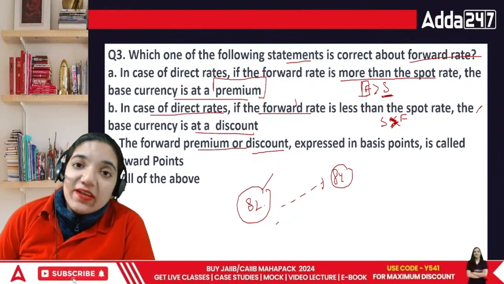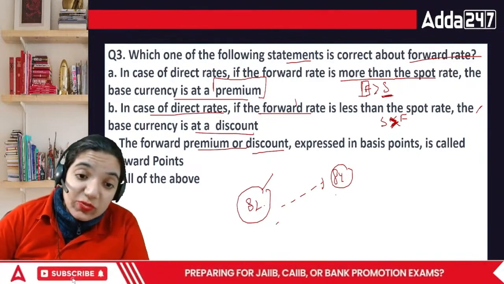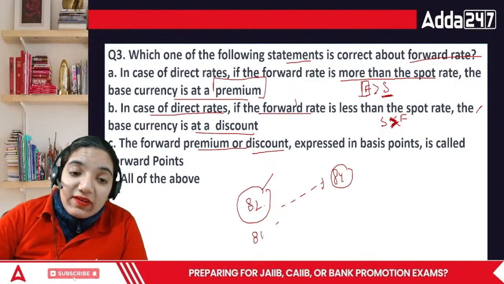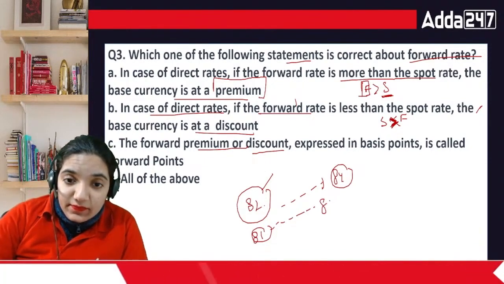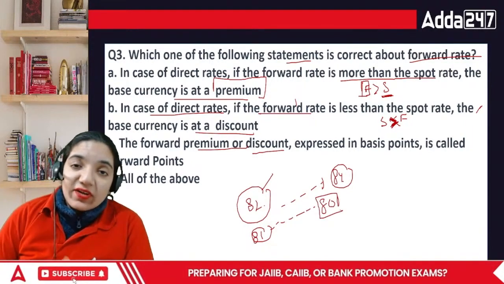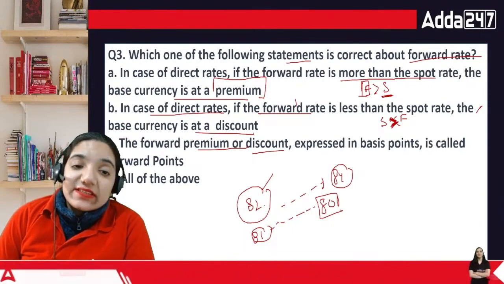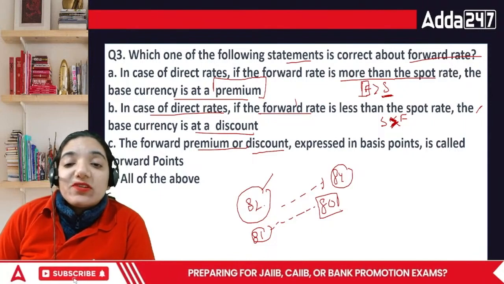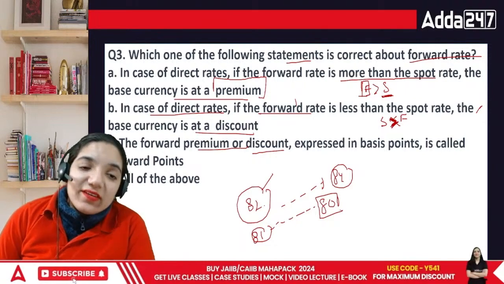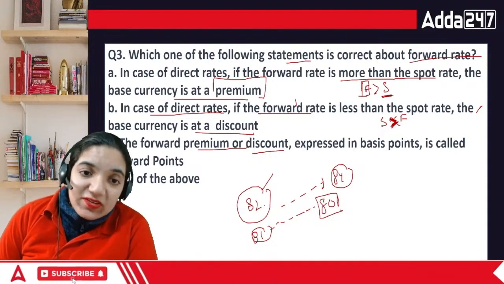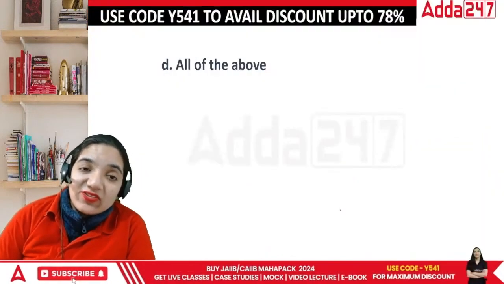That means at this point of time, the value is less. If it is basically a situation where at this point of time we are sitting at 81, and in the near future it's going to be 80 rupees, so currently we are sitting at a higher price. Over the period of time it will decline, so we will call it the base currency is at a discount. The forward premium or the discount expressed in basis points is called forward points. These points tell us whether the price is going to increase or decrease in future. It's called forward points. So all of the above is actually the answer.